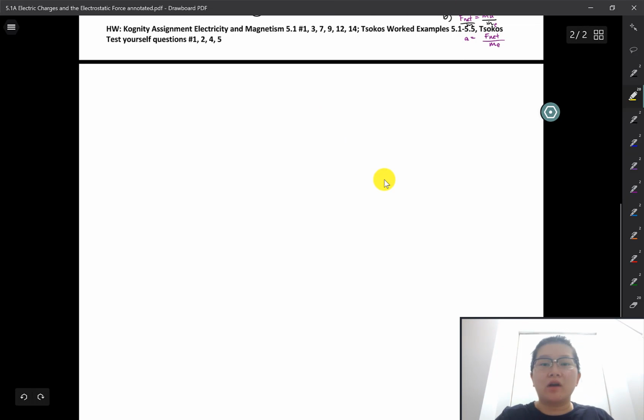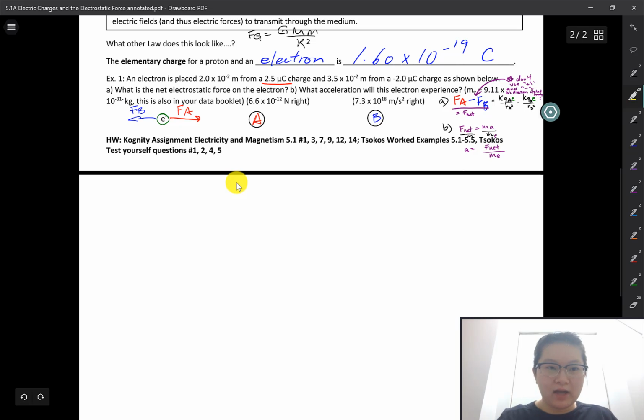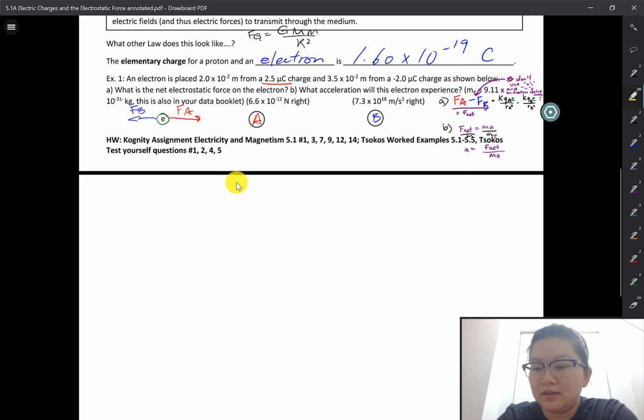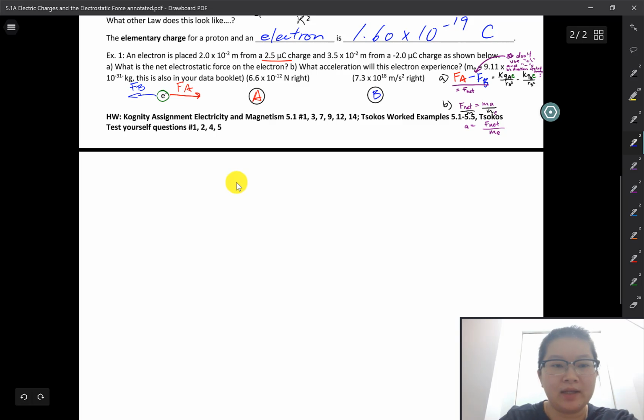In this video, we are going to go over an example on Coulomb's law and the electrostatic force. Here is the question, and let's get started. We have an electron. Let's draw an electron here on this side. Here's a diagram included, but I'm going to draw it again down here so we get a little bit more space. We have an electron here.